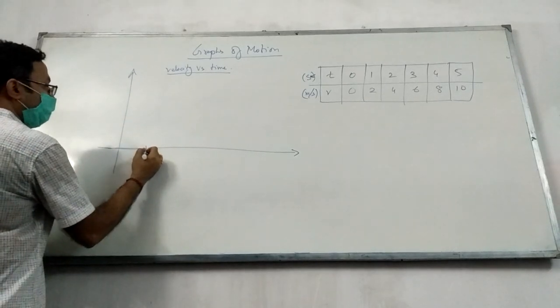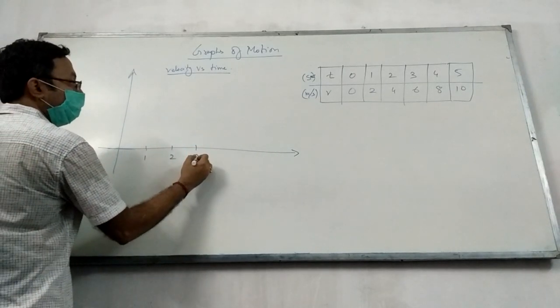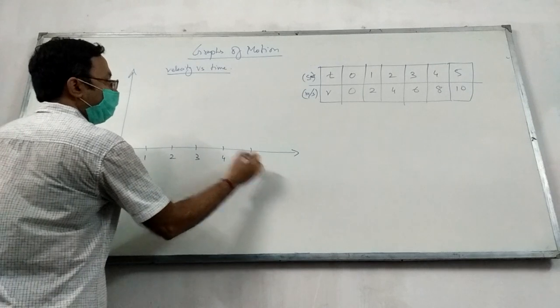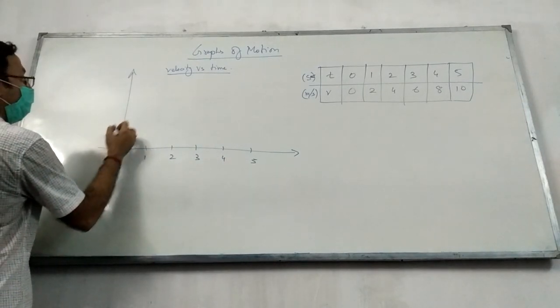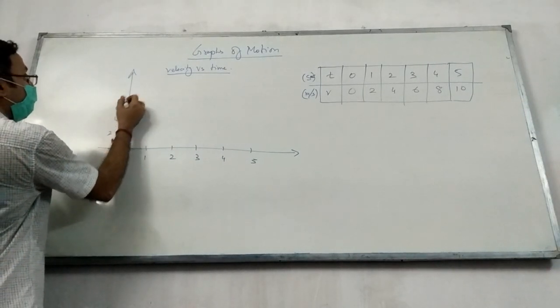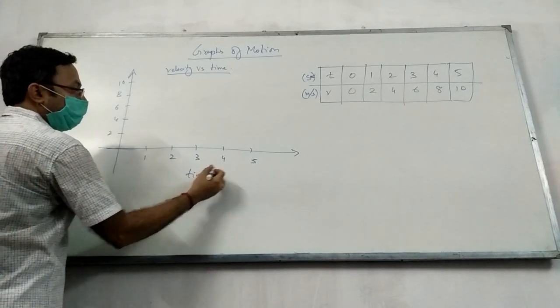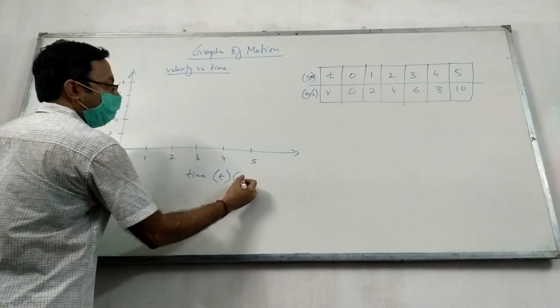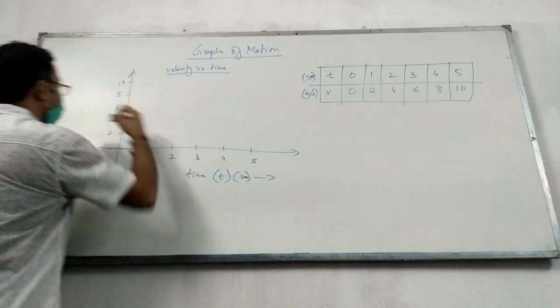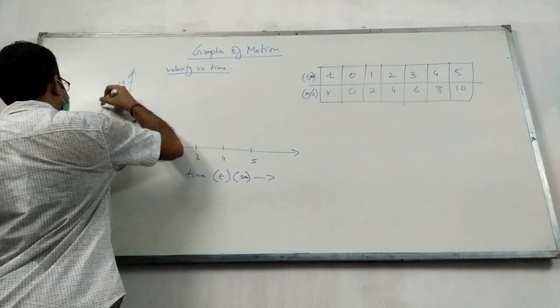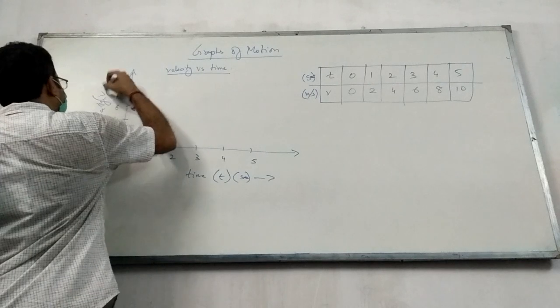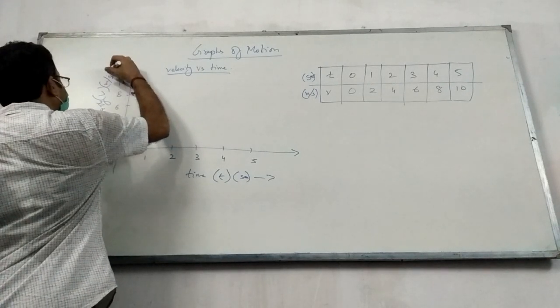এটা হচ্ছে 1 2 3 4 5, 2 4 6 8 10, time in seconds. এটা হচ্ছে velocity v in meter per second.